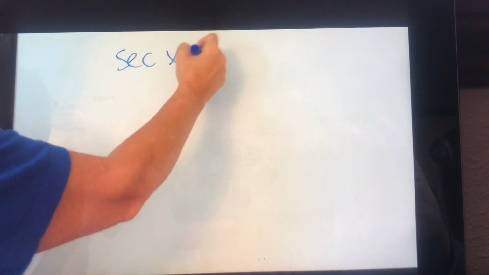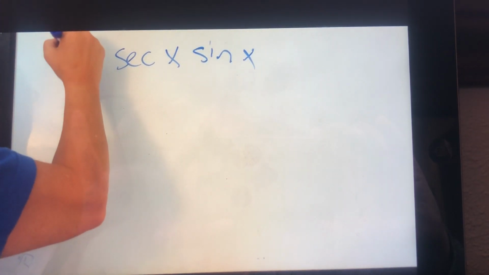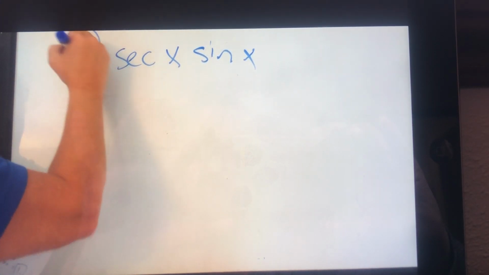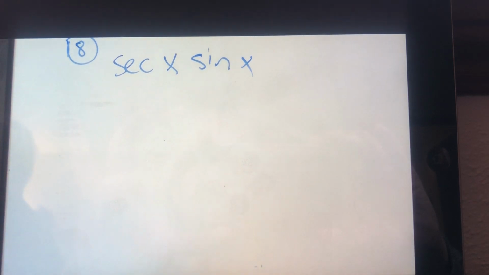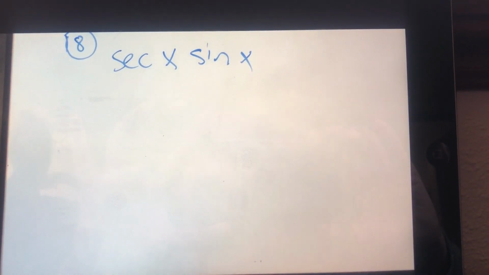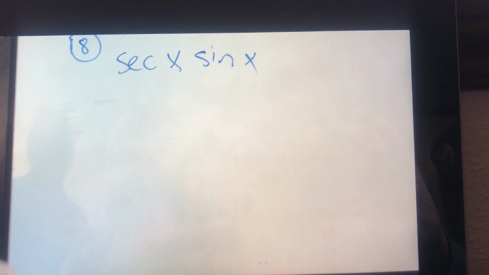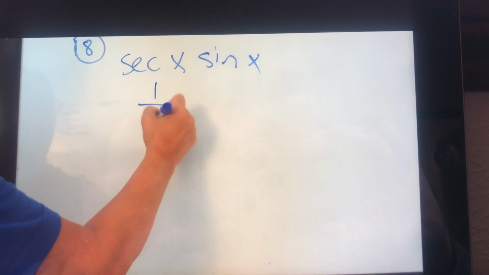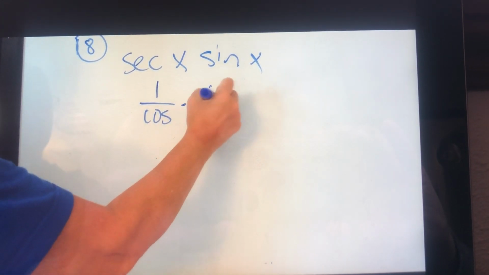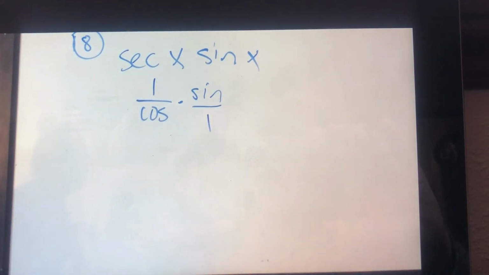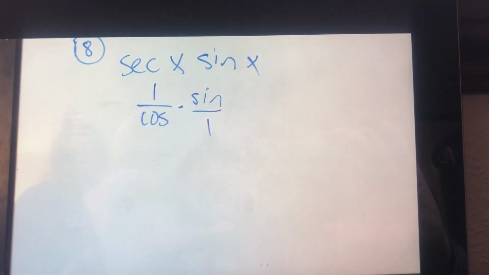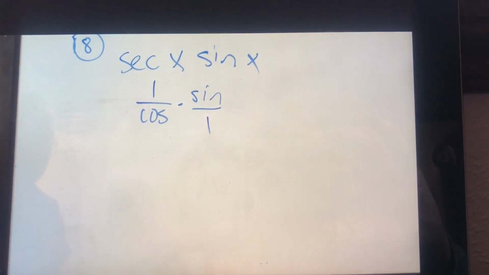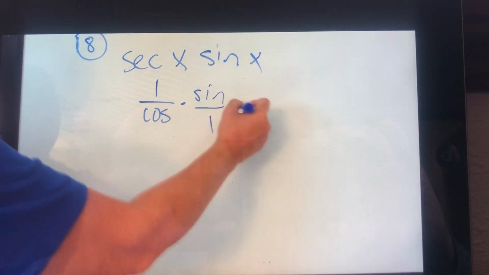Secant x, sine x. Remember, again, good starting point is to put them into sines and cosines. Secant is 1 over cosine. So then a lot of you, to this point, we've had stuff cancel, and a lot of you will be like, well, nothing cancels. Well, that's true. But we're going to smush it together and simplify.